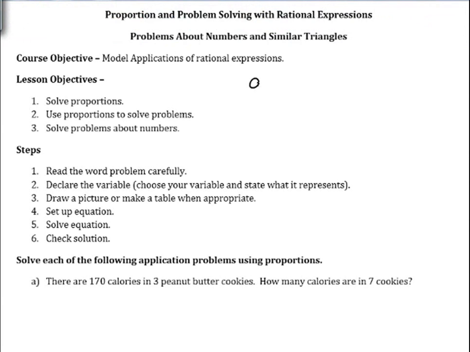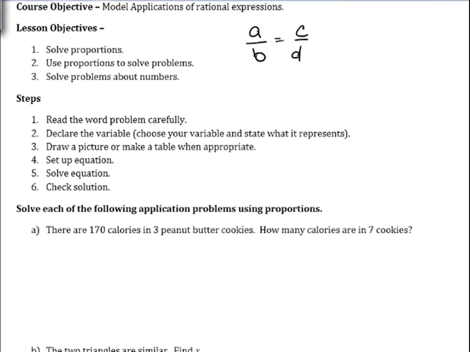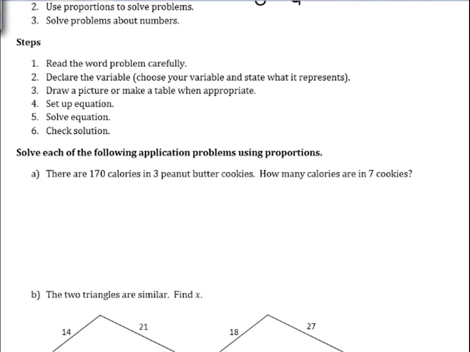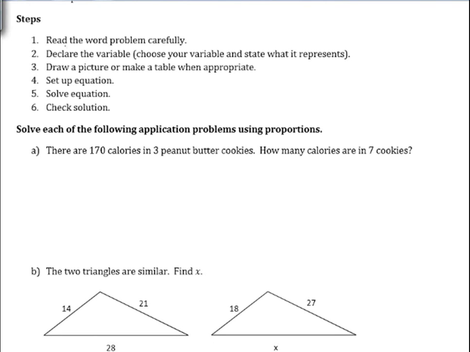One example of a proportion might be A over B equals C over D. So it's just two fractions that are equal to each other. And this section is about word problems. So the first thing that you want to do when you're solving any word problem is you want to read it through all the way.